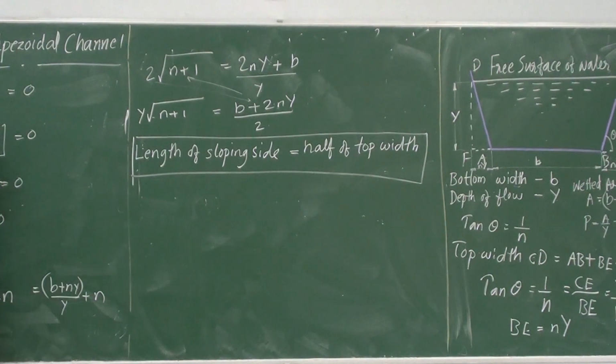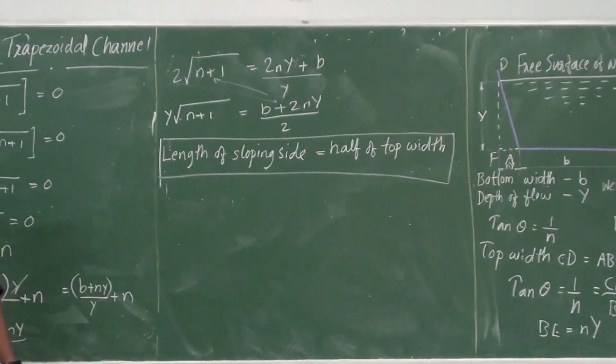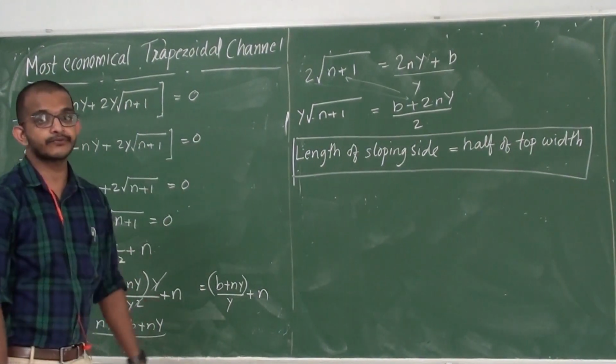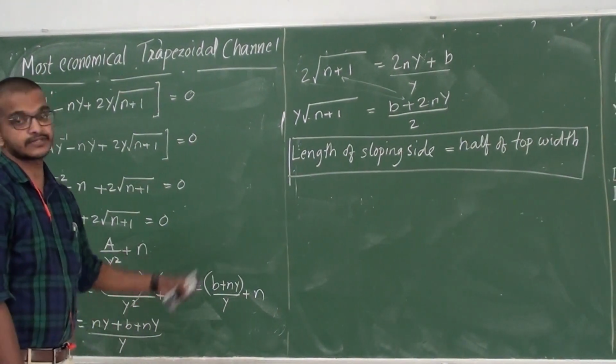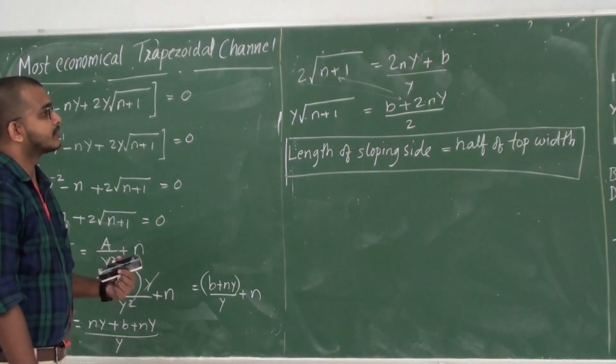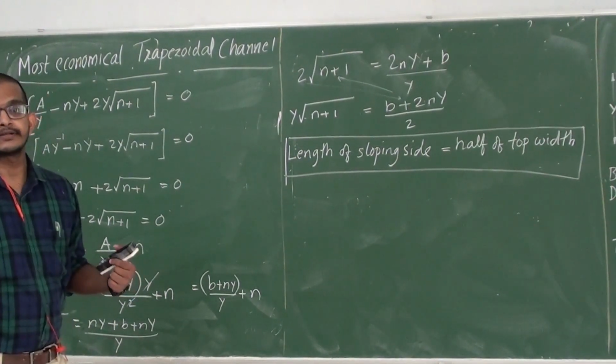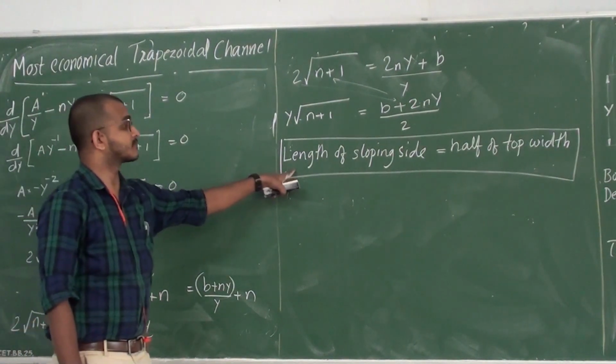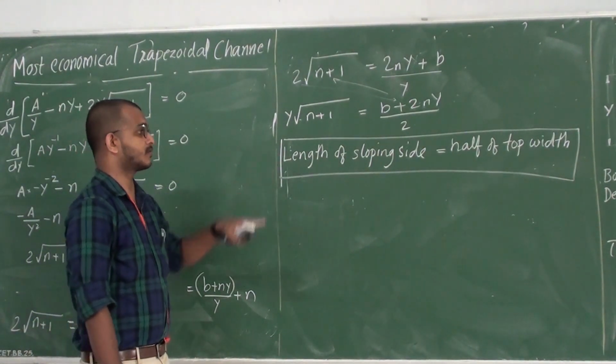Length of the sloping side is equal to half of the top width. So (b plus 2ny) by 2 is equal to y into square root of n squared plus 1. So this is the first condition for the trapezoidal channel section to be the most economical one, when the length of the sloping side is equal to half of the top width.